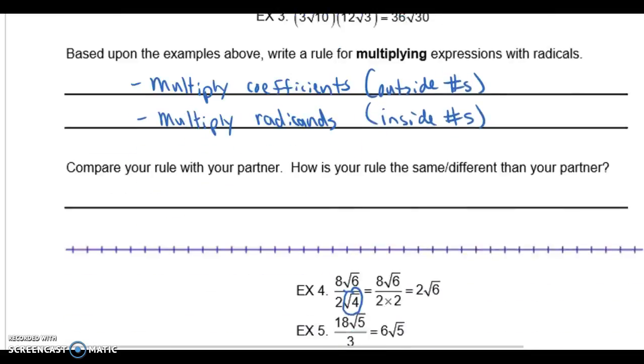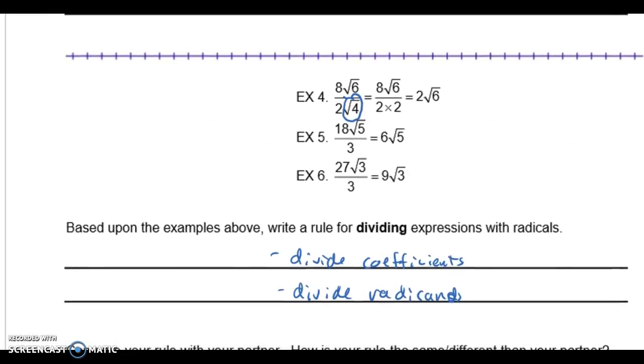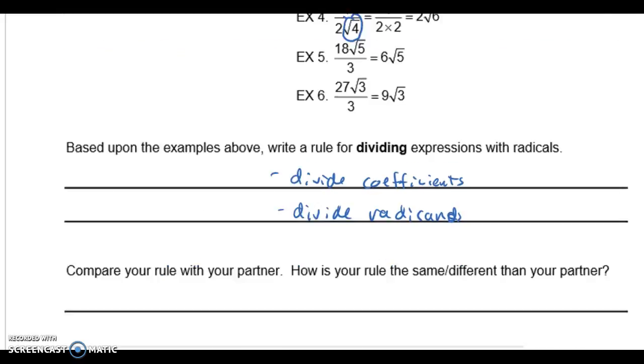Okay? Division is really no different. It's the same basic idea. We're going to divide coefficients and, if possible, divide radicands as well. But again, you want to be on the lookout for perfect squares first. So for instance, number 4, when the square root of 4 is just 2, that makes it so much easier than finding 6 over 4 and trying to simplify that. We want to avoid that.